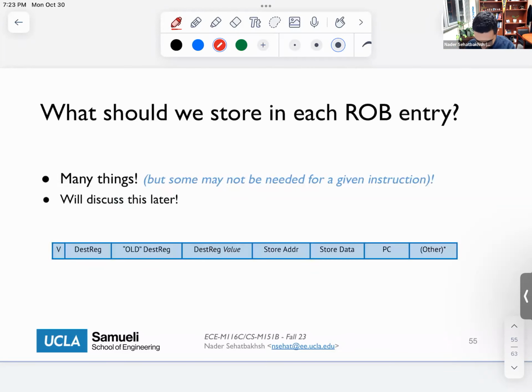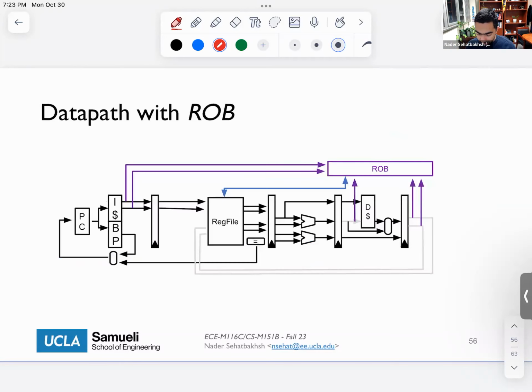So I can flush this and nothing bad happens. Okay. What we store in the ROB, I'm going to talk about later. There are a whole bunch of things that we need to store, and that's when we are actually talking about the implementation. So this would now be the updated design with the ROB. As you can see, we still have our 2-issue superscalar, but this is an out-of-order design because we have an ROB.